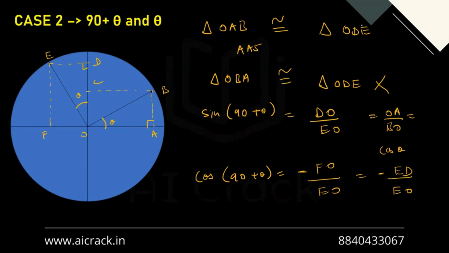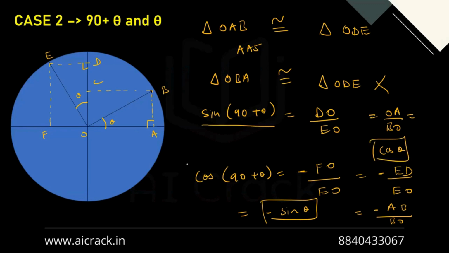Now ED is same as AB. This becomes minus AB divided by EO, which is same as BO, right? Now AB divided by BO, what is this? This is minus sine theta, right? So we have got sine of 90 plus theta as cos theta, and we have got cos of 90 plus theta as minus sine theta.